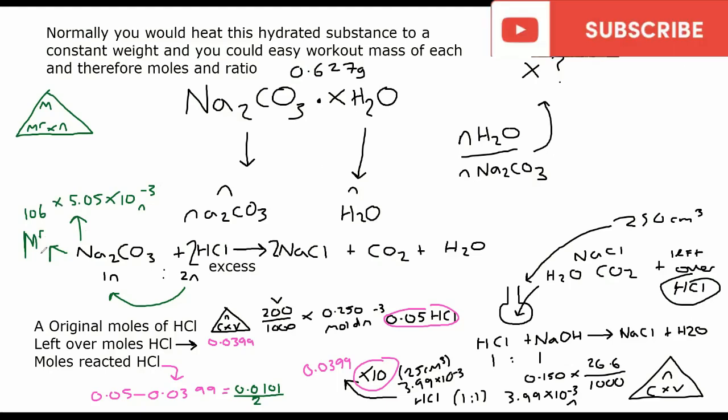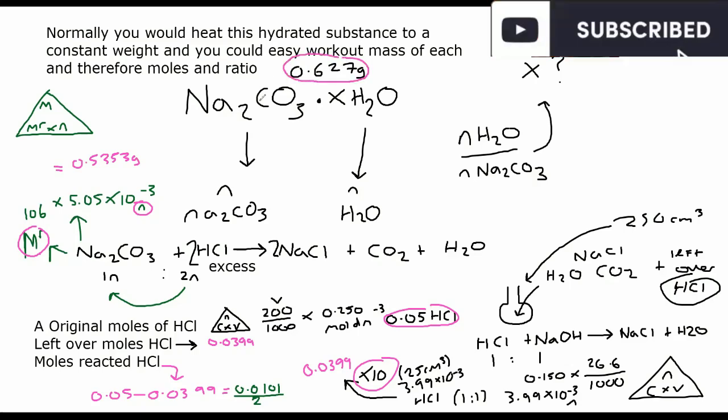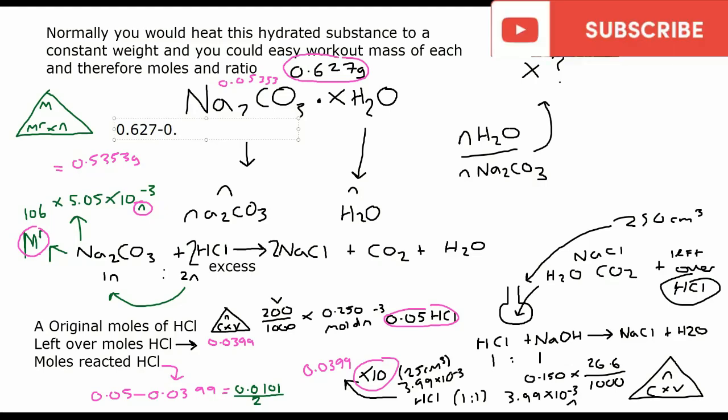So we're going to take 0.627, which is the mass of the sodium carbonate and the water, and we're going to subtract from it the mass of our sodium carbonate, which is 0.5353 grams. And that's going to give us our mass of water. So we go 0.627 minus 0.53 grams, and that is going to give us something along the lines of 0.0917 grams of H2O is what we have. Long way about it, I know. Stick with it. We now need to work out the moles of water.